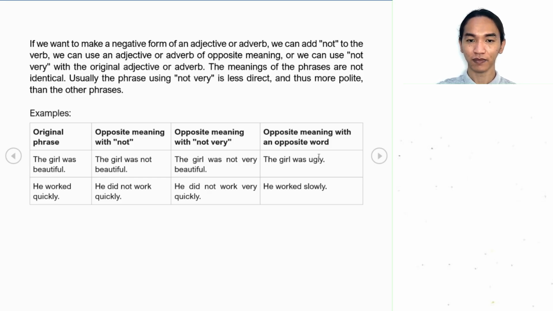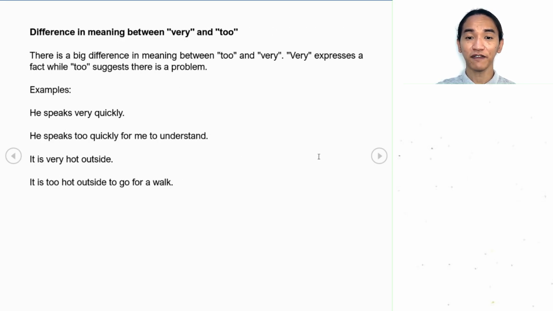Okay? Now, there is a difference in meaning between very and too. So, if we try to understand the meanings of the two, they actually express intensity or a certain degree, right? However, the big difference is that very expresses a fact, or it's more like a positive thing, while too suggests that there is a problem. Too indicates a negative idea. Okay?